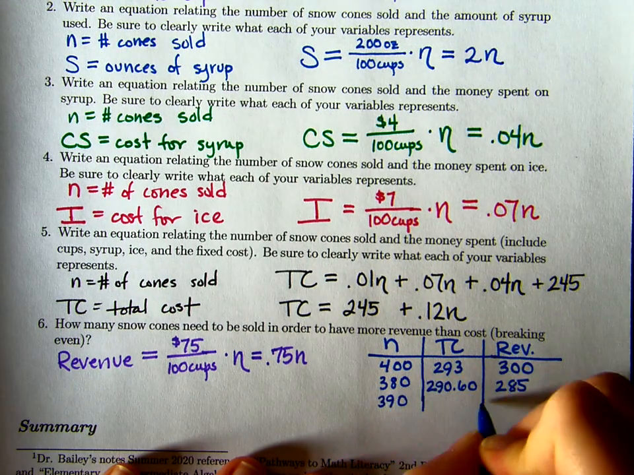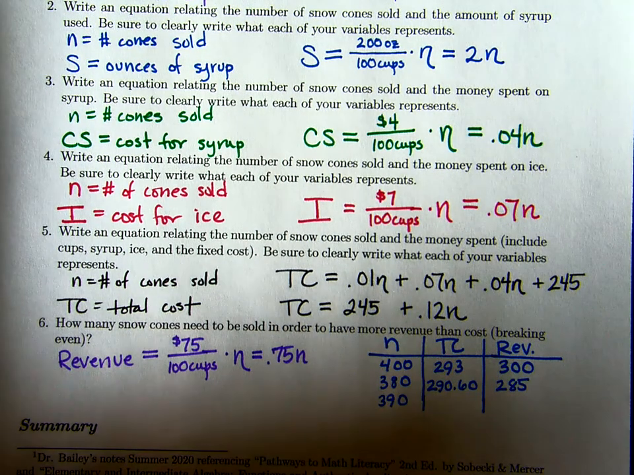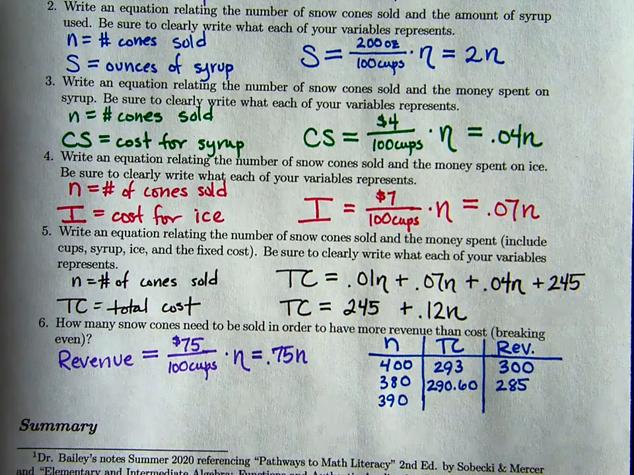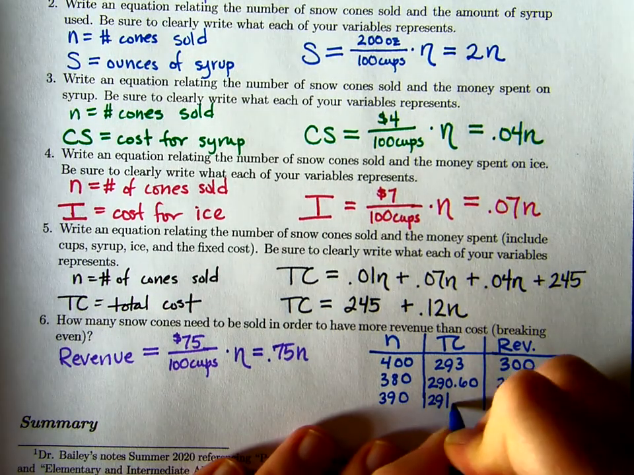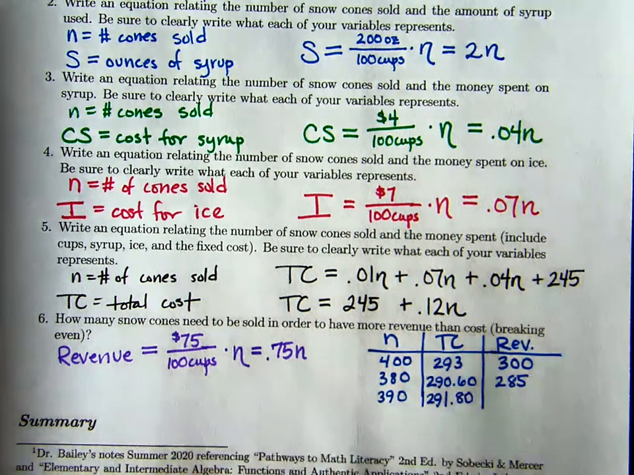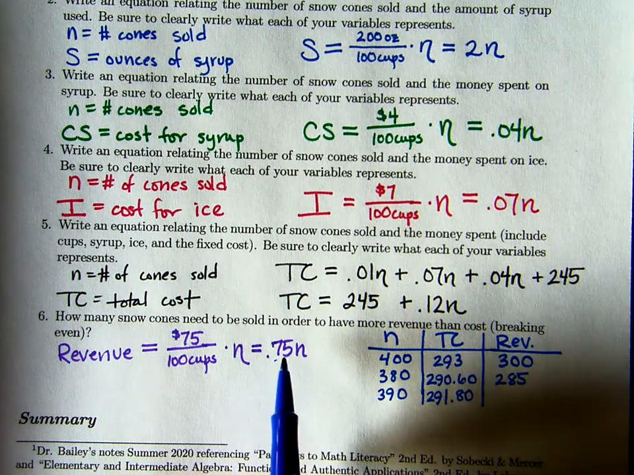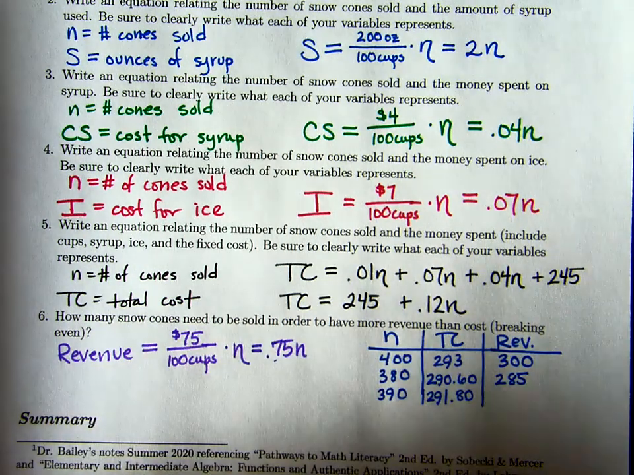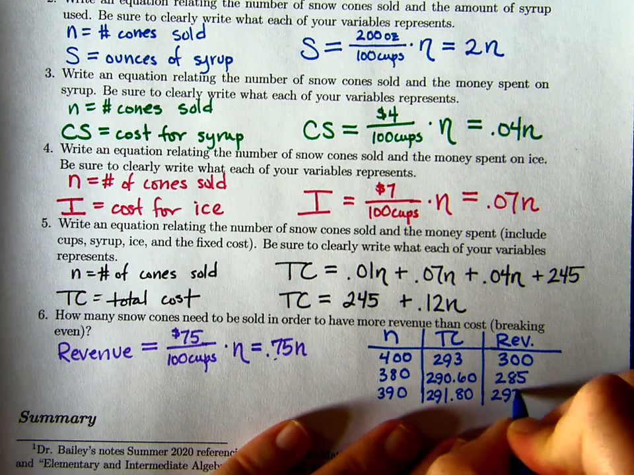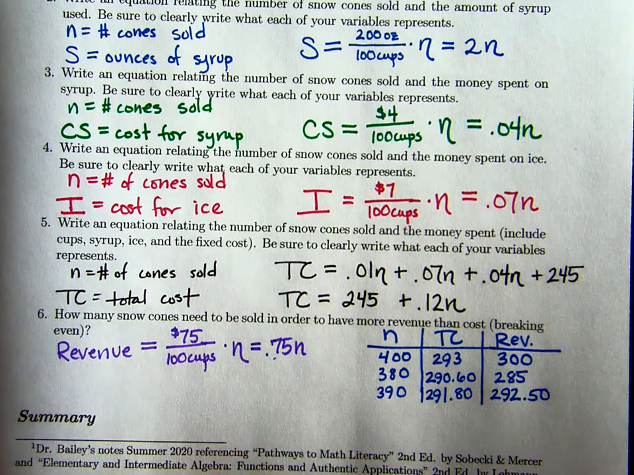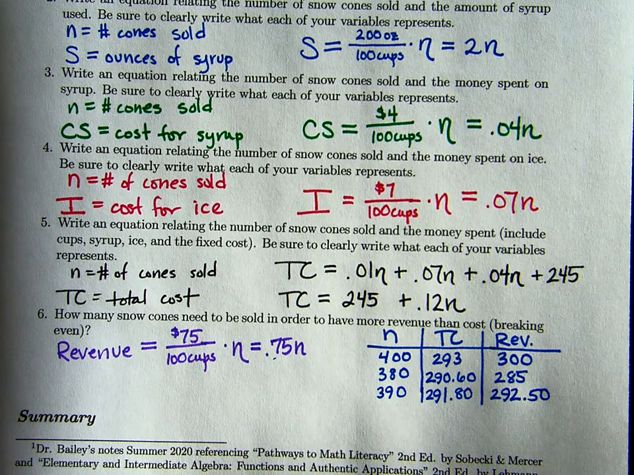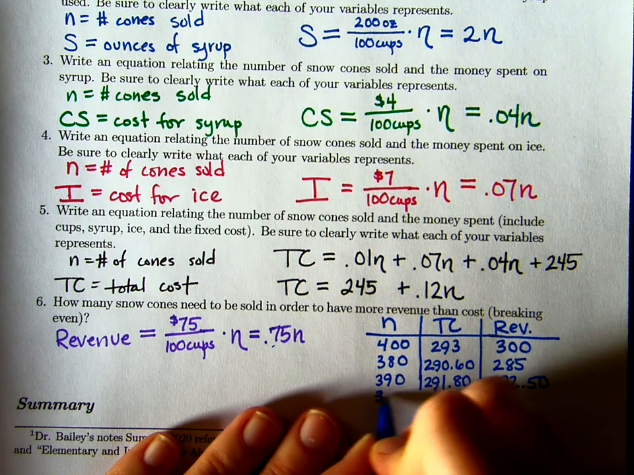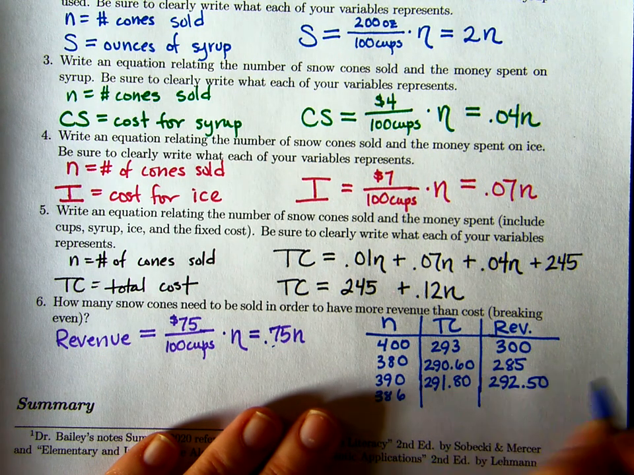Let's go 390. Okay, so 245 plus 12 cents for each snow cone and 390 snow cones, $291.80. And now we'll put it in here and say, well, each snow cone gets 75 cents, so 0.75 times 390. We get $292.50. Ooh, that's more. We're getting closer, but this was a little high. So let's go 386. Narrowing this down.